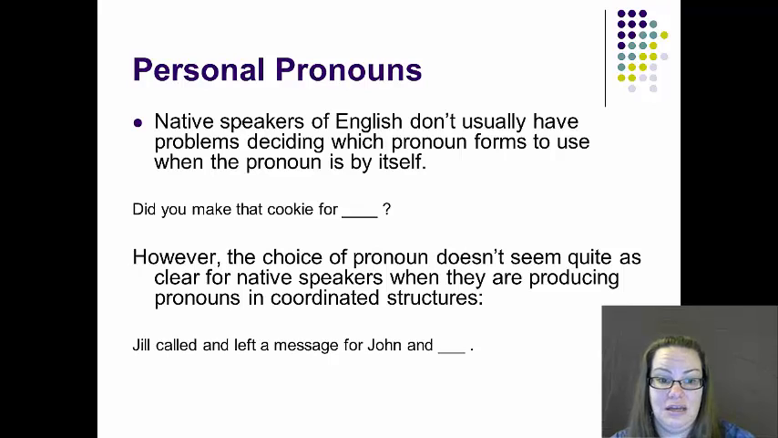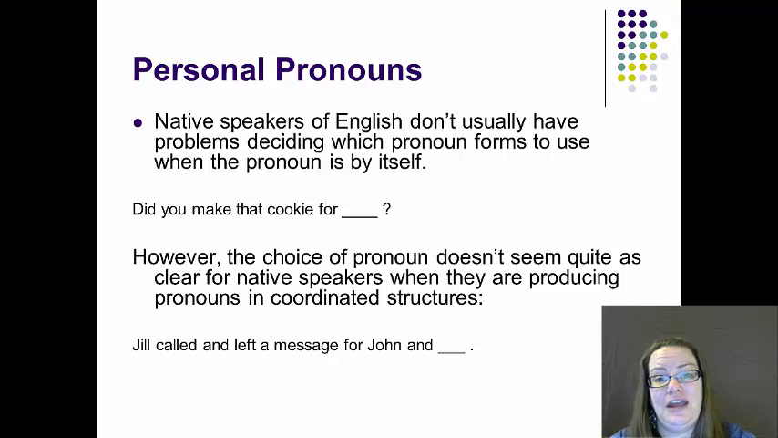So here we have this example of "did you make that cookie for," and let's put in the first person personal pronoun. Okay, so I would have to make a choice between "did you make that cookie for I" or "did you make that cookie for me?" And we know, or most of you, your mental grammar should tell you that it should be the objective case here. And it should be, "did you make that cookie for me?"